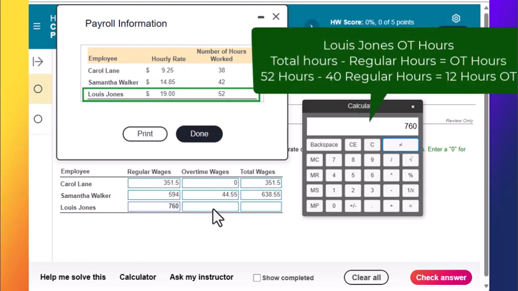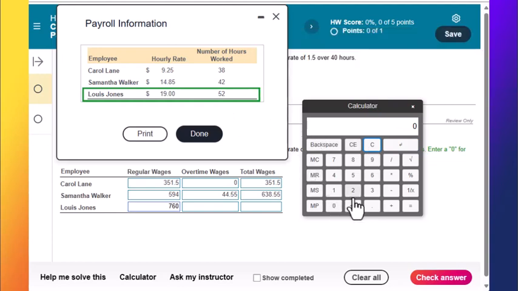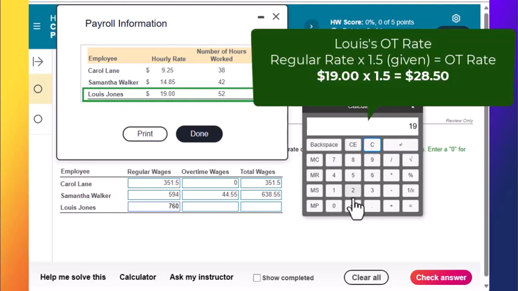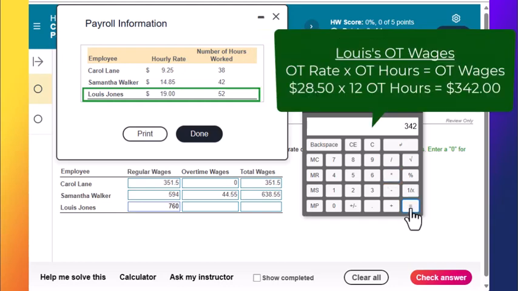And then for his overtime wages, he has worked 12 hours over 40. So we will start by calculating first his overtime rate. $19 times 1.5 in order to get $28.50 as his overtime rate. And then we'll go ahead and multiply that by 12 hours that are left over for overtime wages of $342.